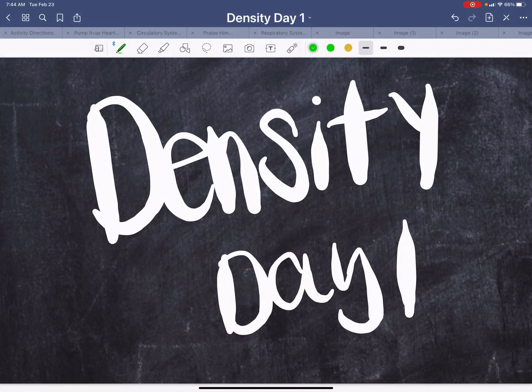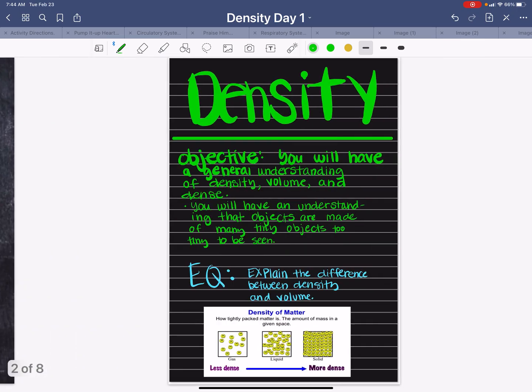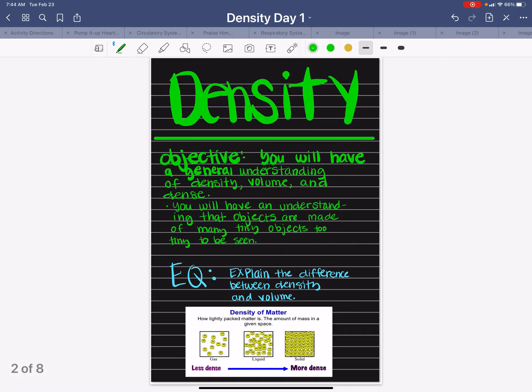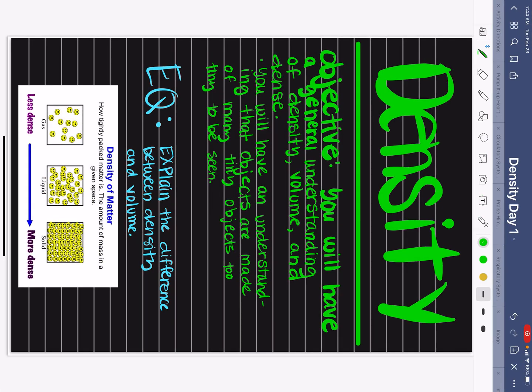Good morning, guys. Today we are starting a new unit on density. Our objective is that you will have a general understanding of density, volume, and dense. Those are three definitions. You'll have an understanding that objects are made of many tiny objects, too tiny to be seen. Your essential question: explain the difference between density and volume.